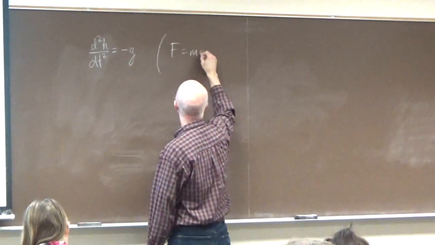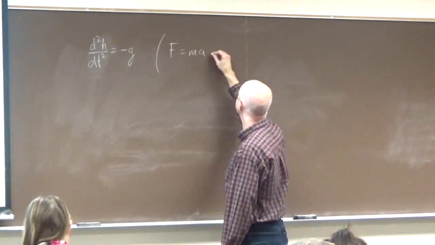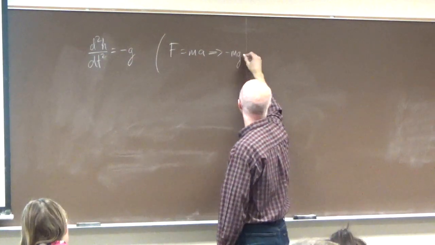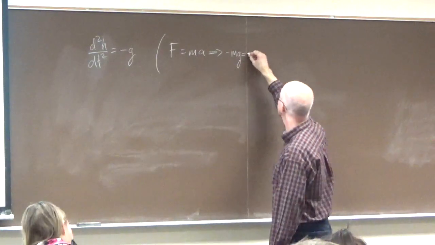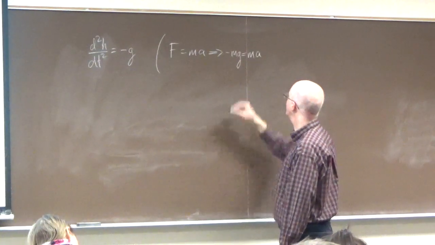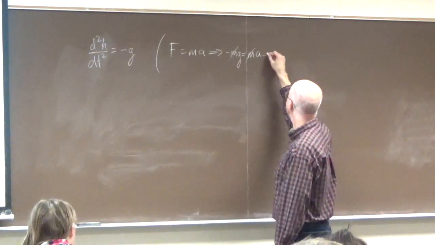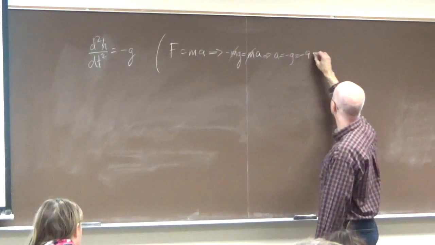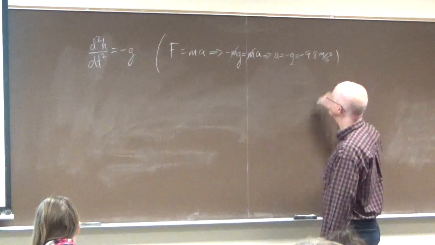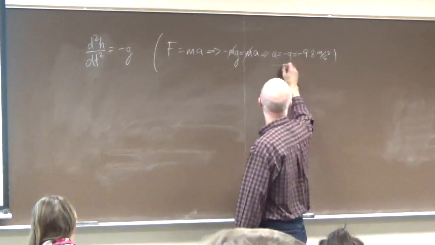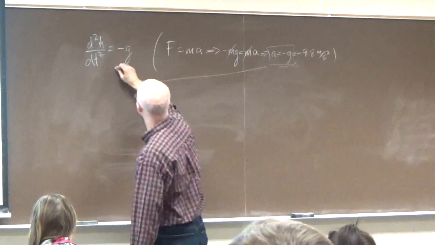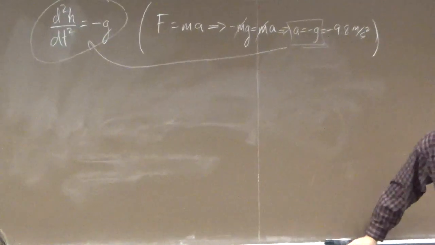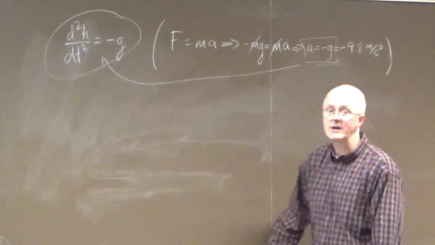F equals ma in the free fall situation implies what? Well, the force is going to be negative mg, where g is the acceleration due to gravity near the surface of the Earth. That's got to equal ma. The m's cancel, leaving you with an acceleration that's constant, negative g, which is about negative 9.8 meters per second squared. This equation right here is exactly this equation right here. They're the same thing, because acceleration is the second derivative of height.